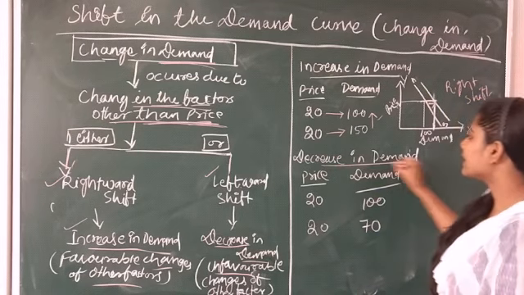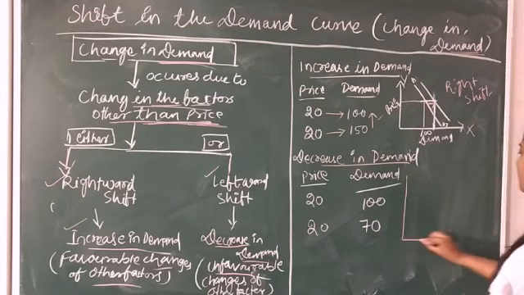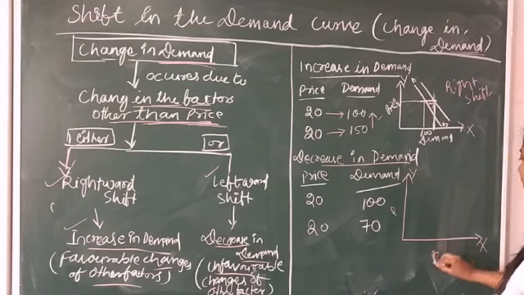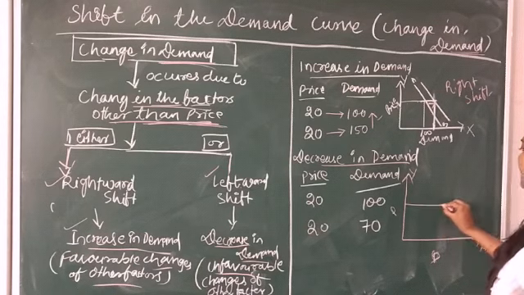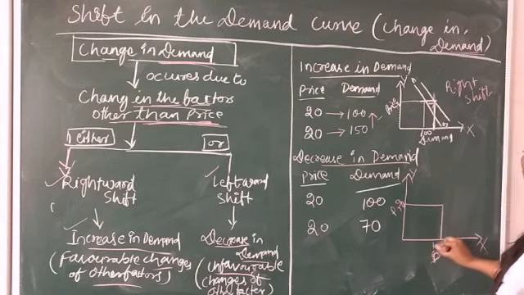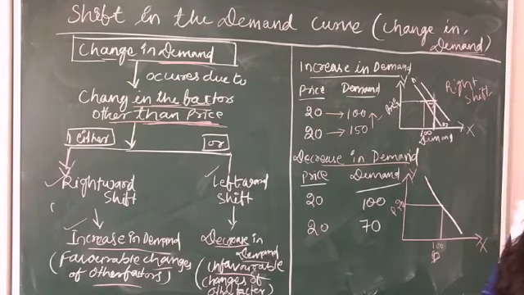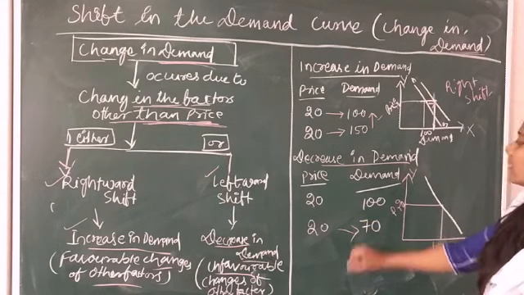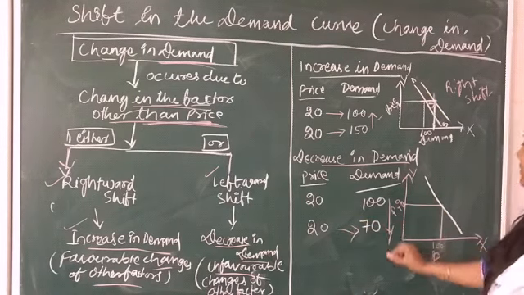Like this, decrease in demand. The demand curve is like this. This is your x-axis and this is your y-axis. This indicates price, this indicates quantity, this indicates only demand. So when the price is 20, then the demand will be 100. So the demand curve is like that. When the price is 20, then demand decreases from 100 to 70.